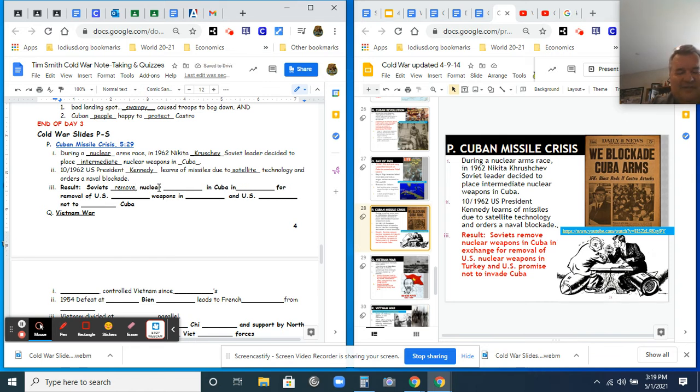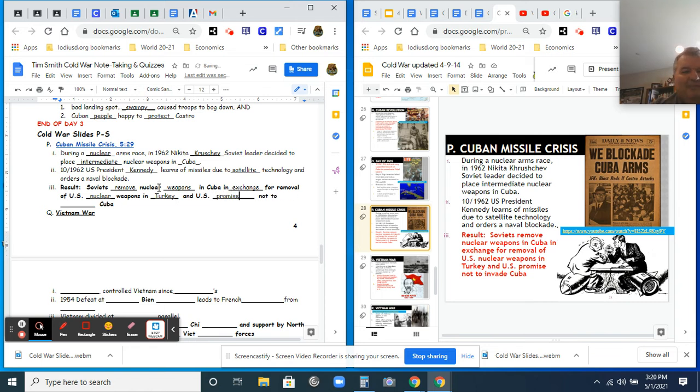The result from the blockade was the Soviets ended up backing down, and the weapons get pulled from Cuba in this little side deal that wasn't really published. In exchange for the removal of nuclear weapons in Cuba, the Americans agreed to remove nuclear weapons in Turkey, but they didn't really publish that part of it. They just published the fact that the Soviets backed down on supplying nuclear weapons to Cuba. And yeah, because America was trying to save face.